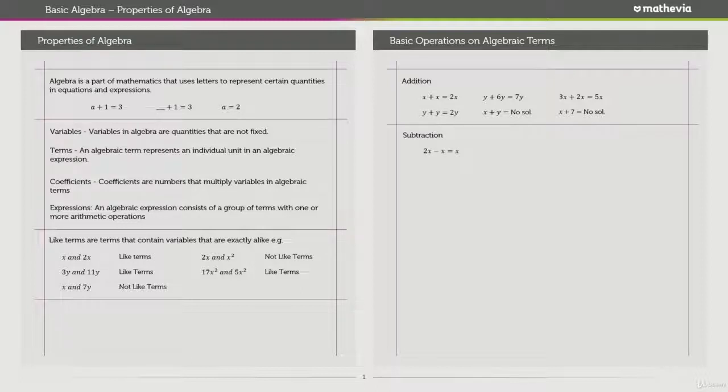Now let's talk about subtraction. 2x minus x equals x. Like you take out 1 apple from 2 apples, you have 1 apple left. So 2x minus x equals x, or 2 minus 1 equals 1. 2x minus x equals x.